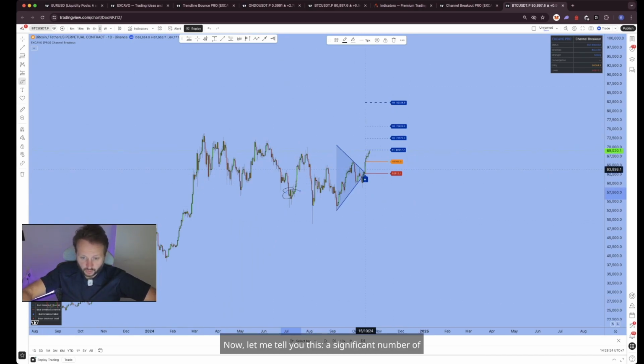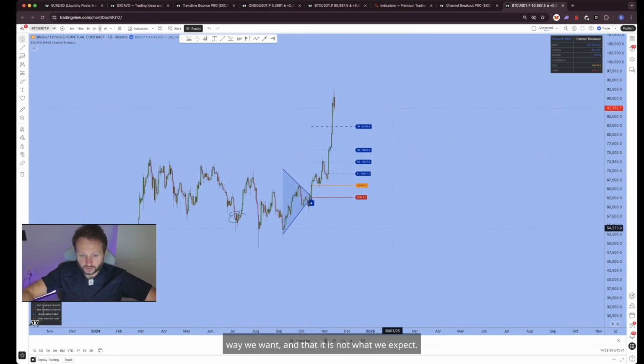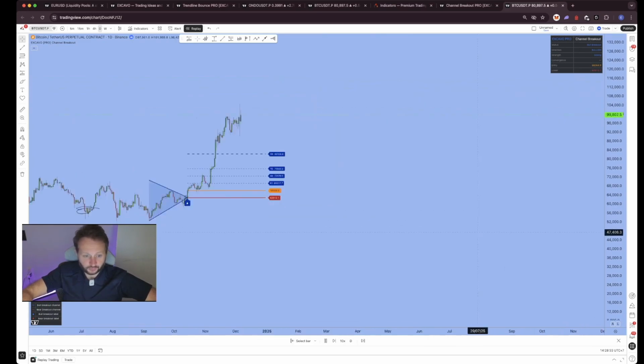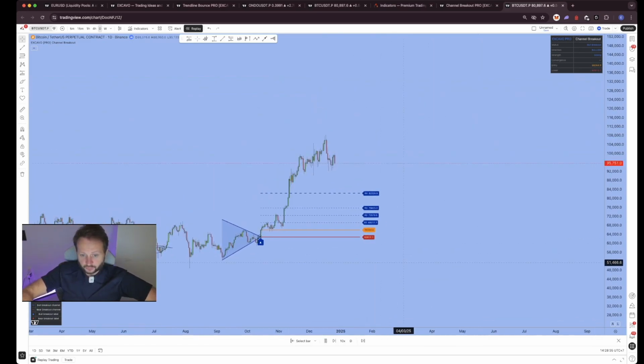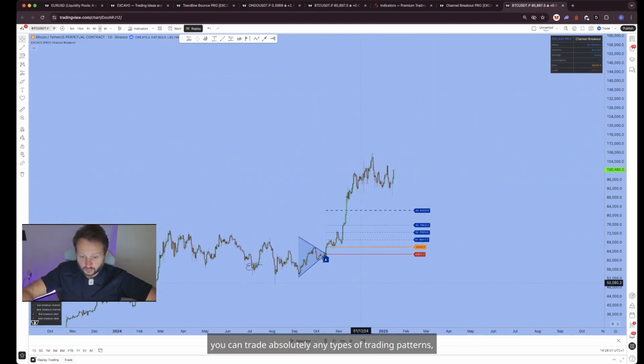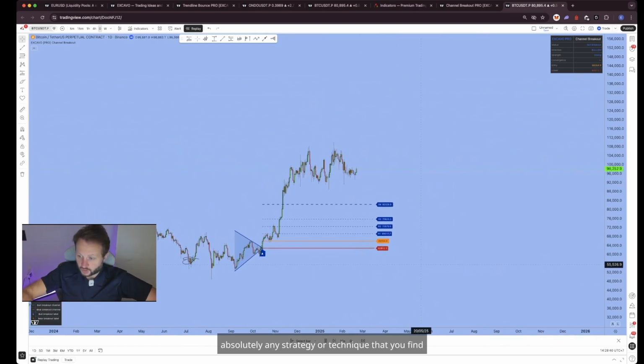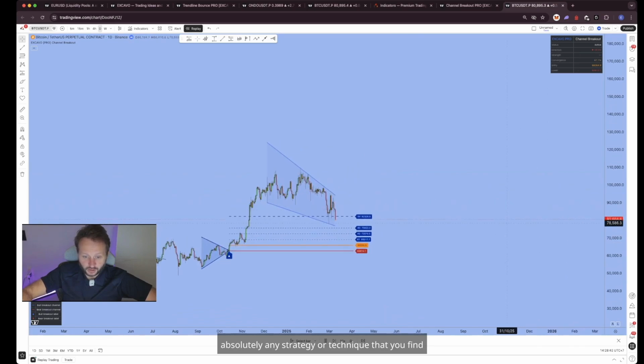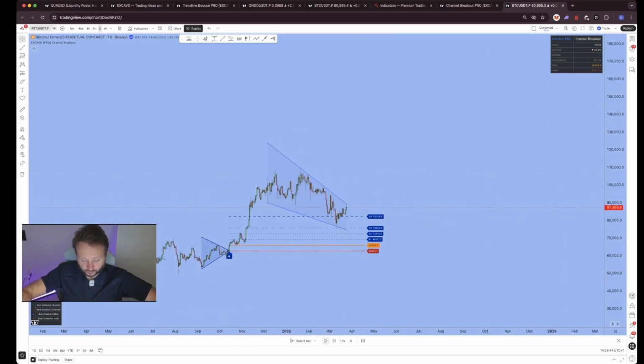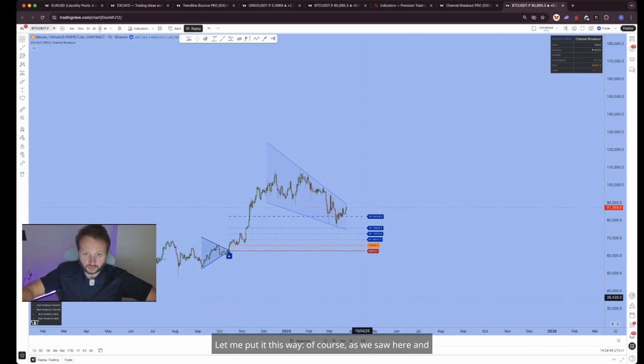Now, let me tell you this. A significant number of people will say that this simply does not work in the way we want, and that it is not what we expect. From trading, you can trade absolutely any types of trading patterns, absolutely any strategy or technique that you find actually works. Let me put it this way. Of course, as we saw here, and the way it was drawn there.